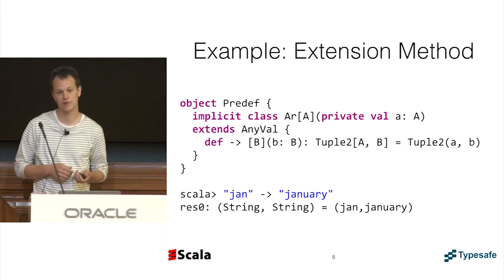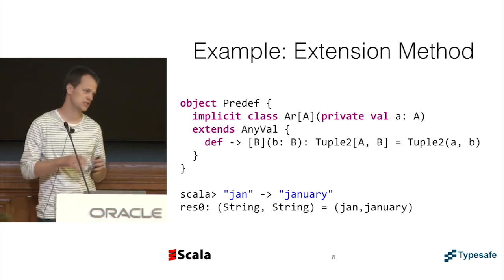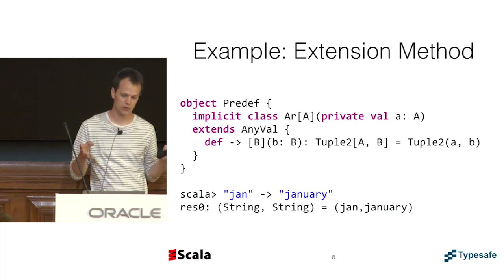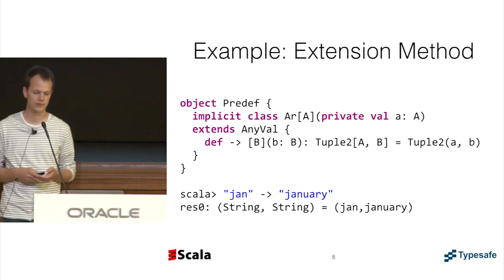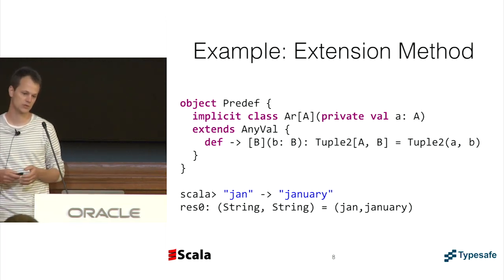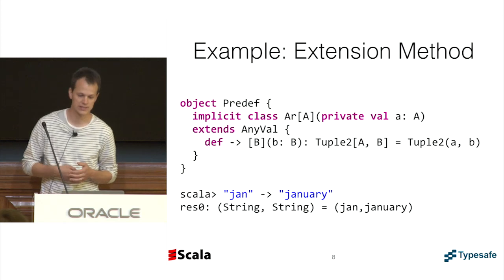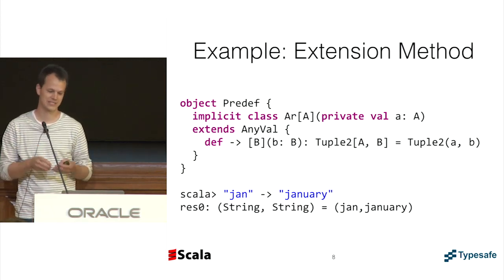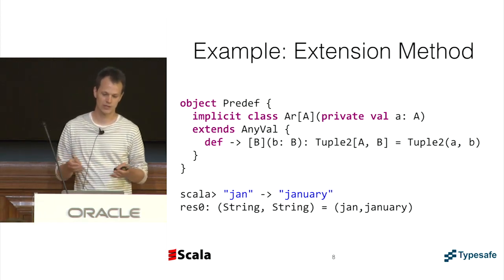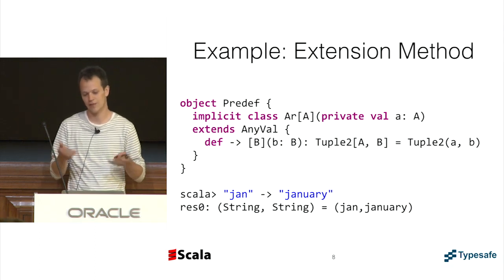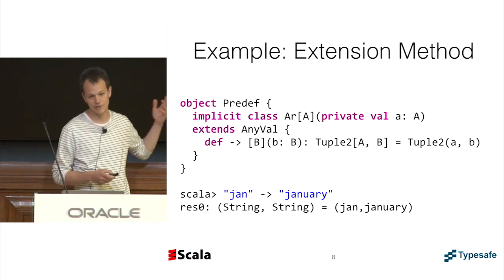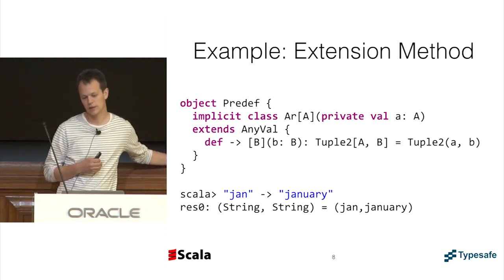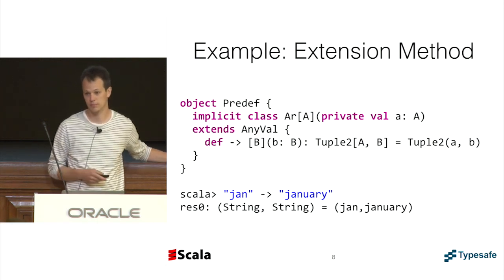This implicit class is defined in an object that is called Predef. This Predef object is automatically imported into every Scala program. That's part of the standard library, so everything that's defined in Predef you will have in scope. And this implicit class, I changed the name a little bit to have it fit on a slide. This arrow class takes one argument. It's a value of type A, so it's generic. And it extends AnyVal, that means it's a value class. And it has this only method, which is the arrow, which takes another parameter and returns the tuple.